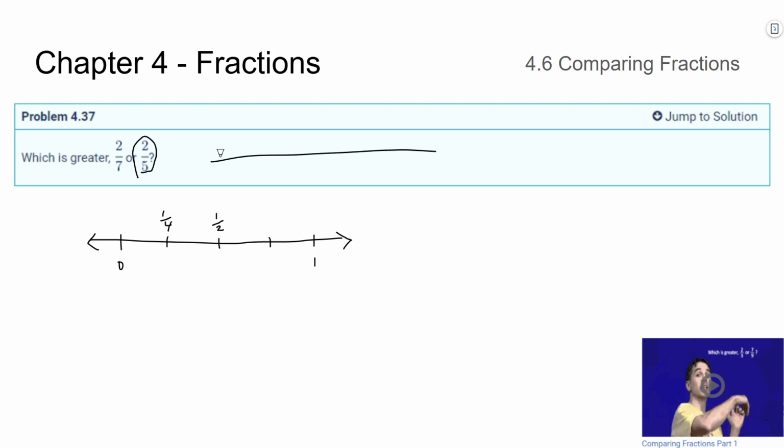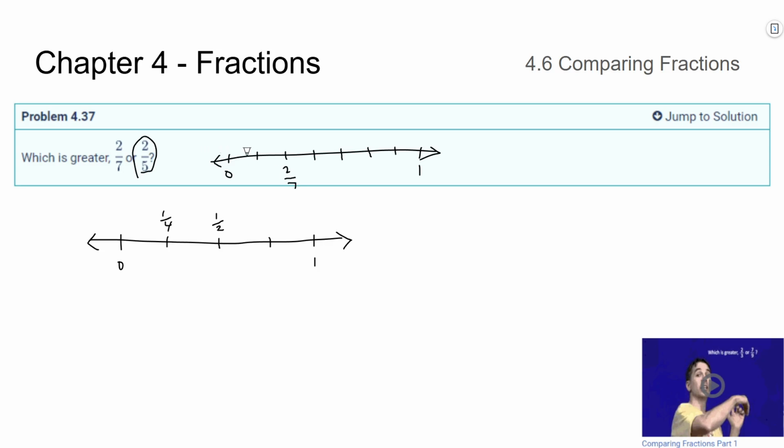If we were to show that on a number line, real quick, it's a pretty quick lesson, so we'll take some time to do this. So we have 0 and 1, and we split it into 7. So 1, 2, 3, 4. Let me spread that out a little bit. 1, 2, 3, 4, 5, 6. 1, 2, 3, 4, 5, 6, 7. All right, so 2/7 would be right here.